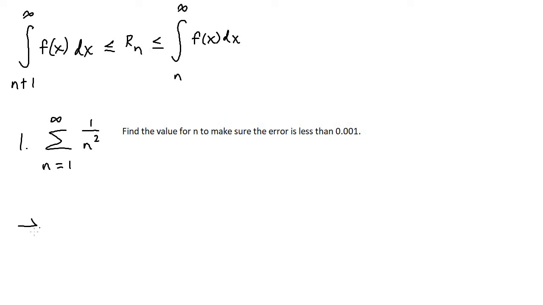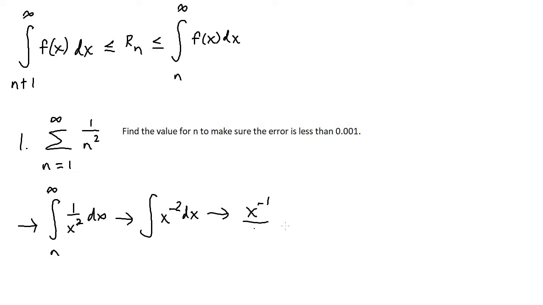So if 1 over n squared is our f of x, then we can basically take the integral of it and evaluate. So we get the integral, once again, from n to infinity of 1 over n squared, and instead of n, I'm going to write x dx. So 1 over x squared dx. So I can change it to the integral of x to the negative second. Then we get x to the negative first over negative 1. So then we get negative 1 over x.